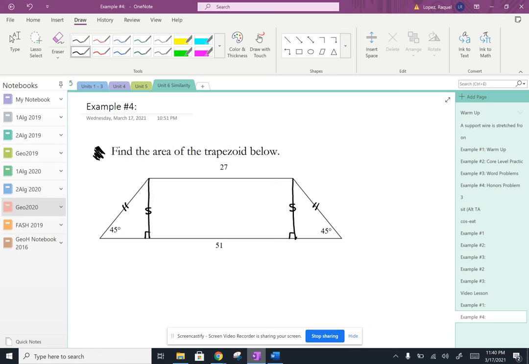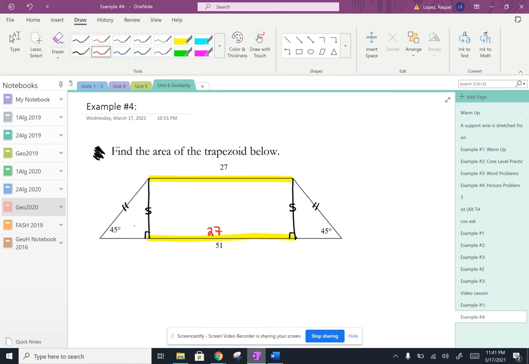Okay, the next thing I want to do is figure out what the height of the trapezoid is so that I can find the area. Since this base up here is 27, this part down here must also equal 27. So I'm going to put this 27 right here. 51 represents this whole bottom base down here. So what we're left with is 51 minus 27, and that gives us 24.